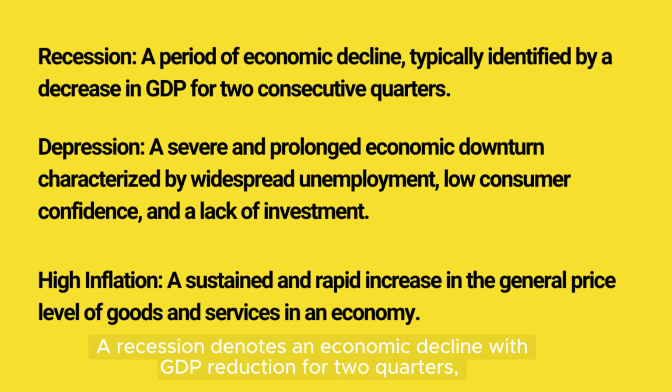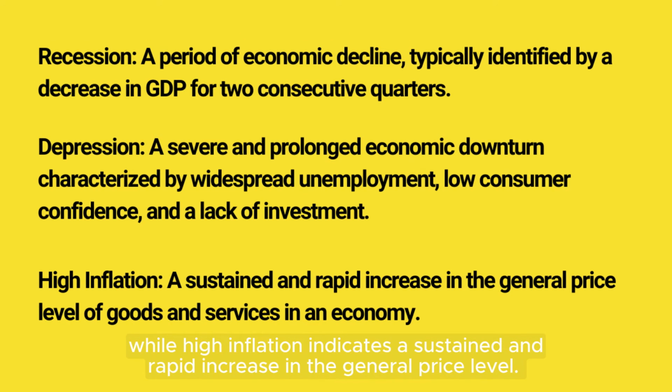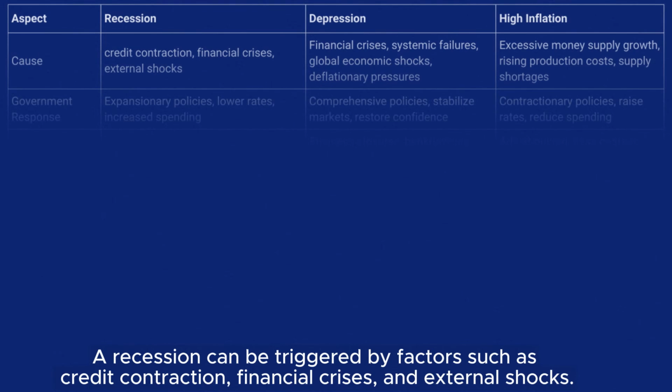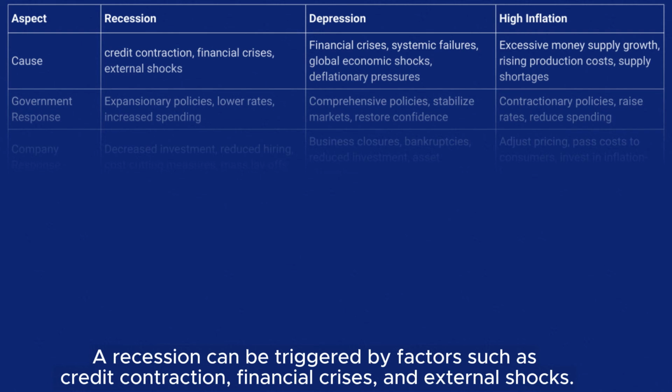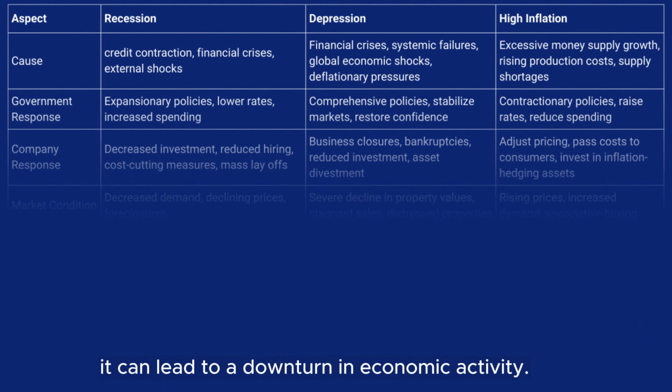A recession denotes an economic decline with GDP reduction for two quarters. A depression signifies a severe and prolonged downturn marked by widespread unemployment and low confidence, while high inflation indicates a sustained and rapid increase in the general price level. A recession can be triggered by factors such as credit contraction, financial crisis, and external shocks. When lending decreases, financial instability rises, or unexpected events disrupt the economy, it can lead to a downturn in economic activity.